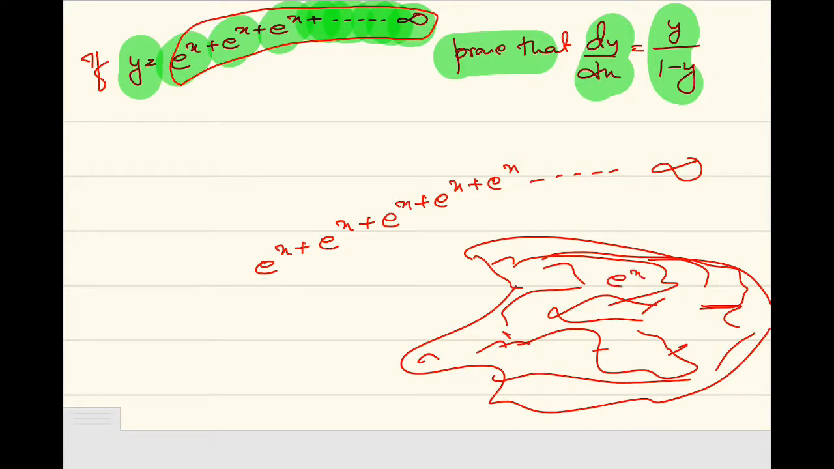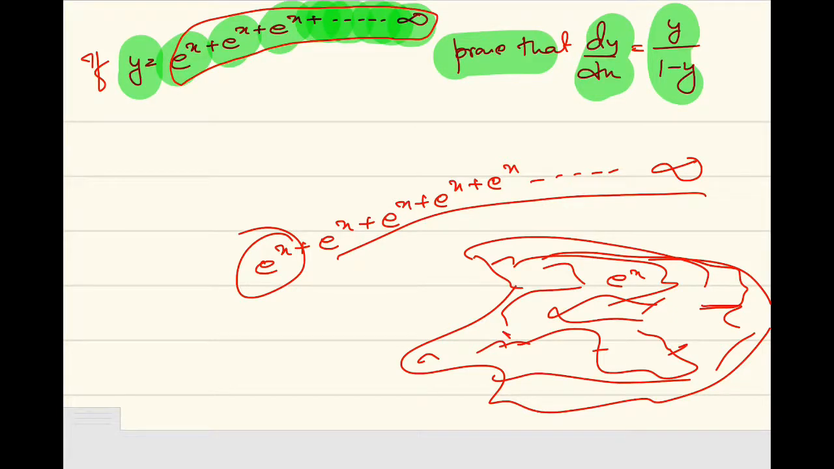From this infinite amount of e to the power x, if I take out 1 e to the power x, does it make any difference? That is something like saying, from the ocean, if I remove a bucket of water, does it make any difference? So it doesn't, isn't it? Because even if I remove 1 e to the power x, there are still infinite number of e to the power x here.